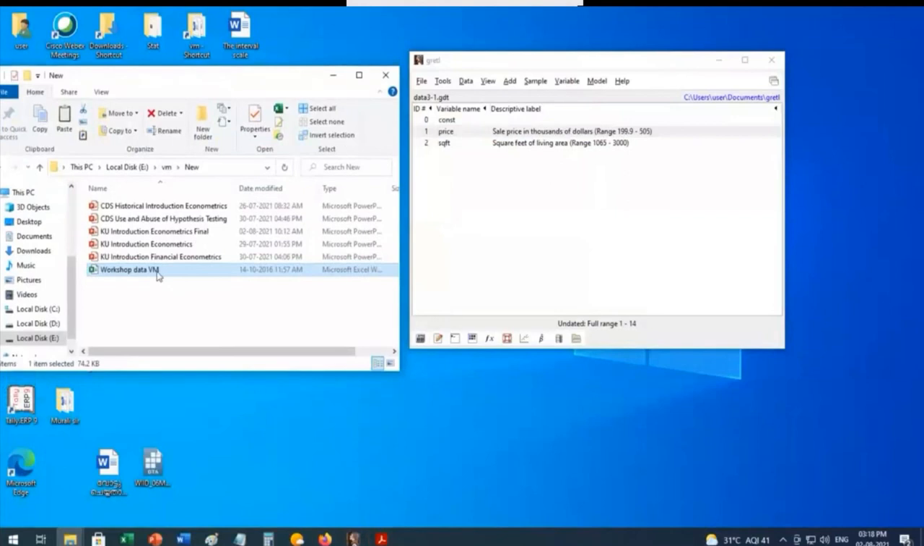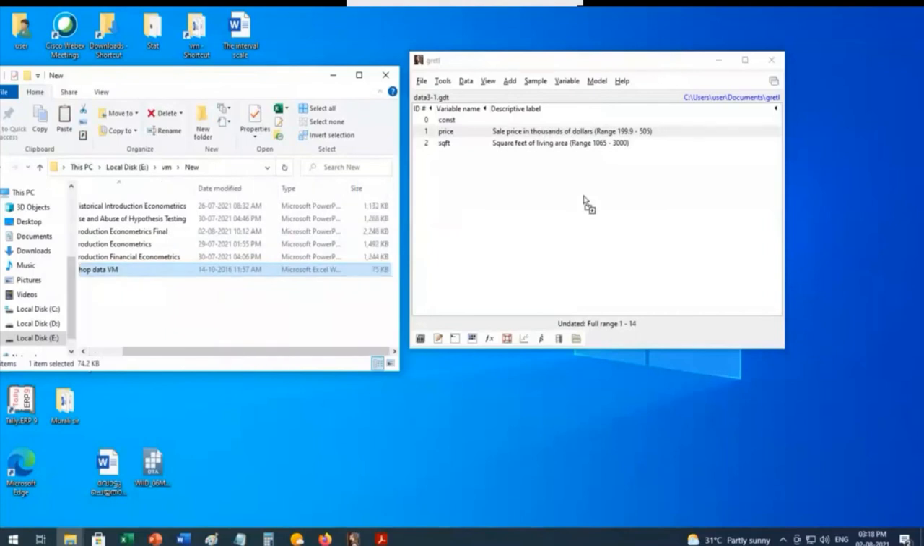So one way of entering the data in Gretl is by dragging and dropping it in the Gretl window. That is, here I have the data, workshop data. So I am clicking like this. You can see how I am dragging it, right? And then I am taking it into the Gretl window, and then I release the button, my mouse.